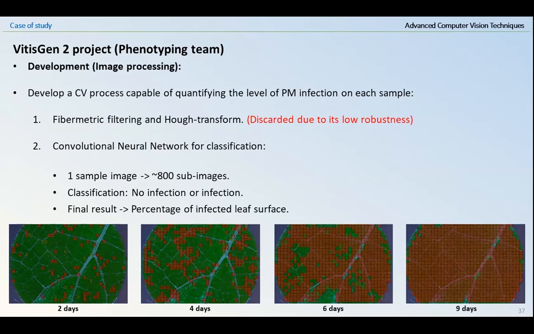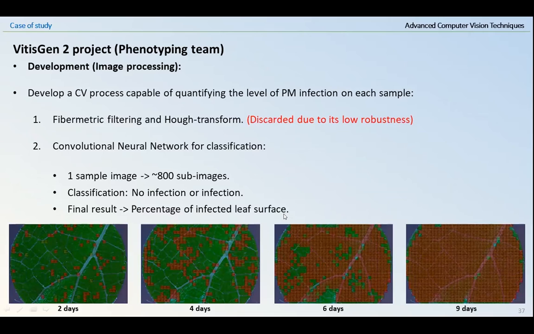Next, development of the image processing step. As the first solution, we proposed looking for straight tubular structures by using the fibermetric filter and the Hough transform that detects stripe lines. That was a good start, but was finally discarded because it was very susceptible to noise from variations in the leaf surface texture, because we had a lot of different textures, hairy, well, you probably know what kind of different leaves we can find.